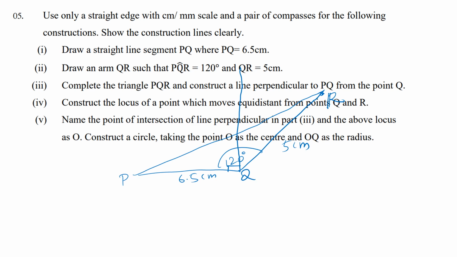And construct the locus of a point which moves equidistant from the points Q and R. Locus of a point which moves equidistant from Q and R. That means, actually this means the perpendicular bisector of QR is something like this, perpendicular bisector.